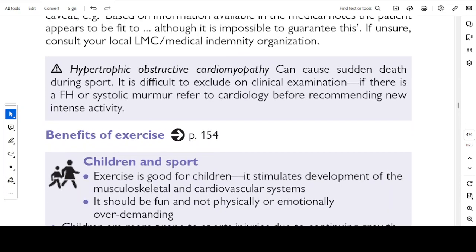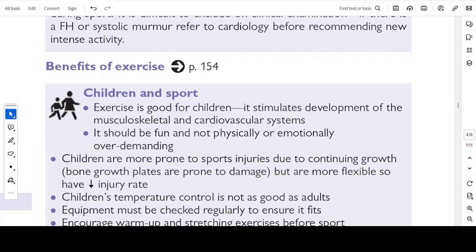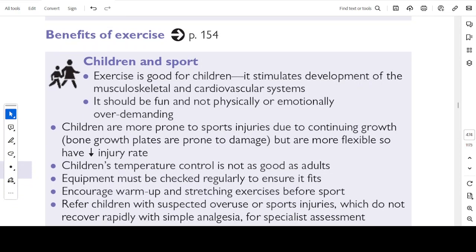Hypertrophic obstructive cardiomyopathy can cause sudden death during sport. It is difficult to exclude on clinical examination. If there is a family history or a systolic murmur, refer to cardiology before recommending new intense activity. Benefits of exercise.